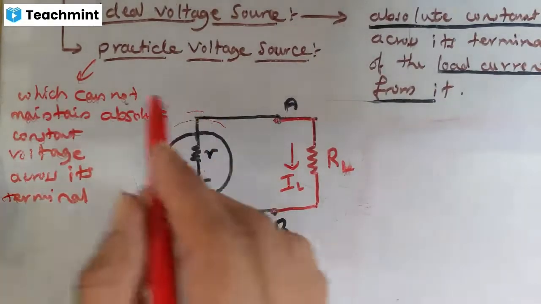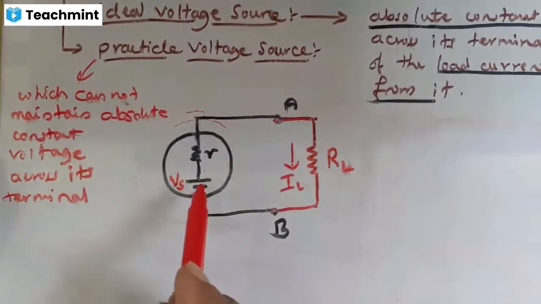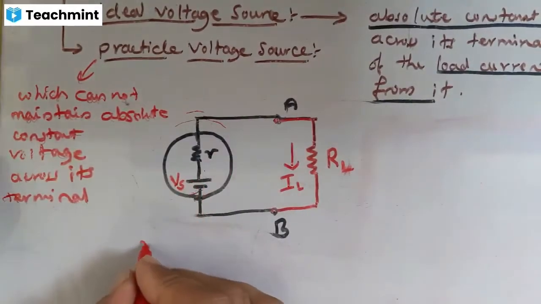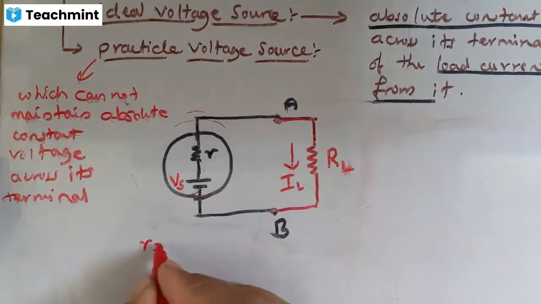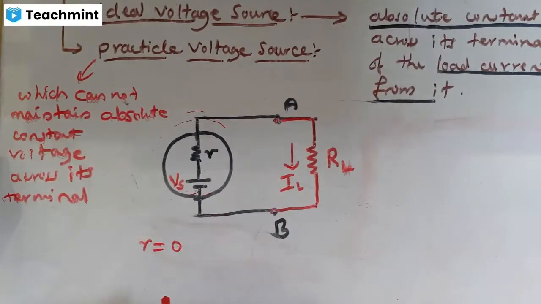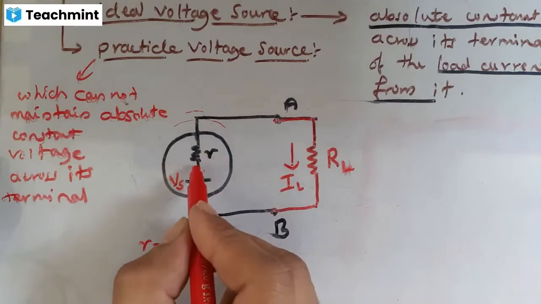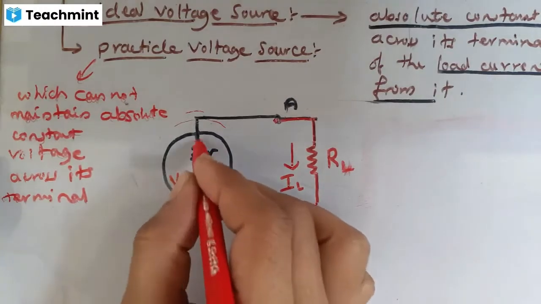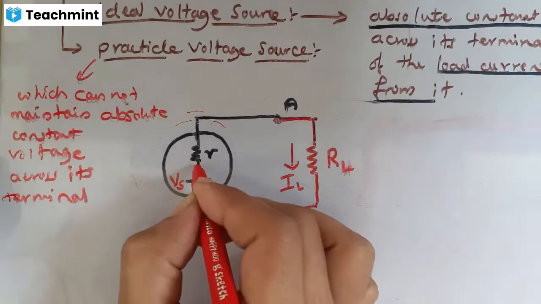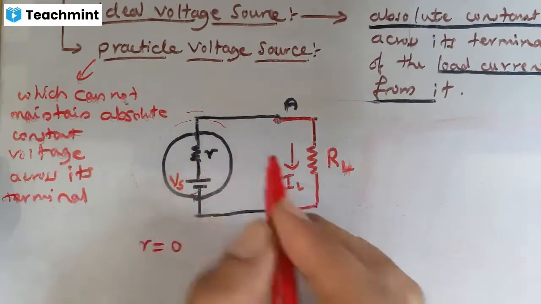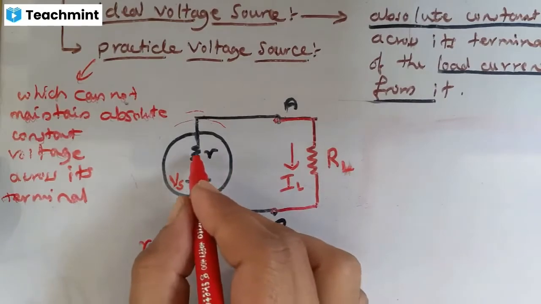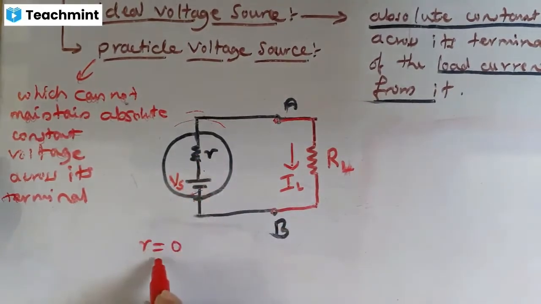So the circuit diagram for the practical voltage source also remains the same. The only thing is, for the ideal case, you have to mention R equals 0 while drawing the circuit diagram for the ideal voltage source. Otherwise, you remove the R for the ideal voltage source. You remove the R in the sense that you just draw one straight wire here and remove this R. Otherwise, if you want to represent R here, then mention its value R equals 0. For the ideal case, I am talking.